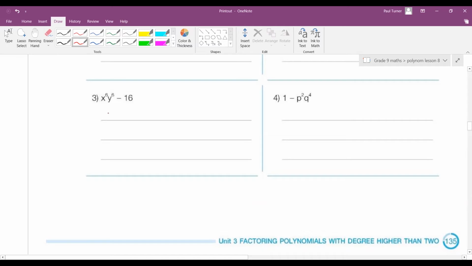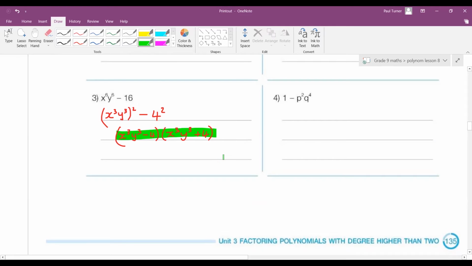So x^6, y^6. This would be (x^3, y^3) to the power 2, with 2 on the outside, minus 4 squared. Like that. So x^3, y^3 minus 4, and x^3, y^3 plus 4. Those are your factors there.